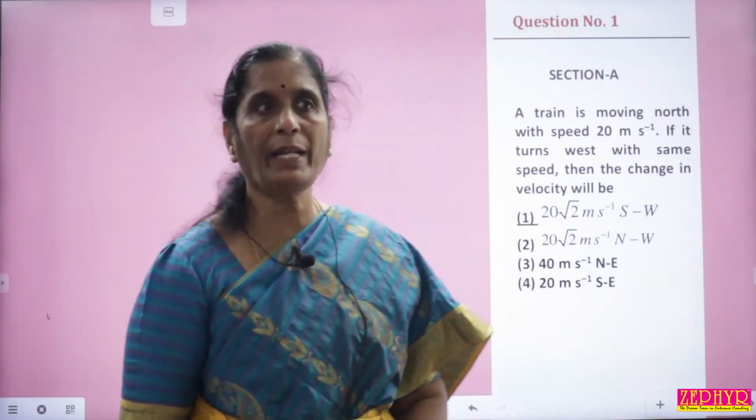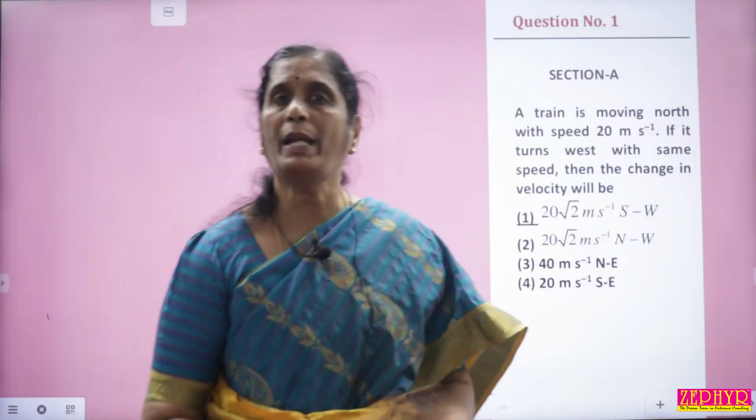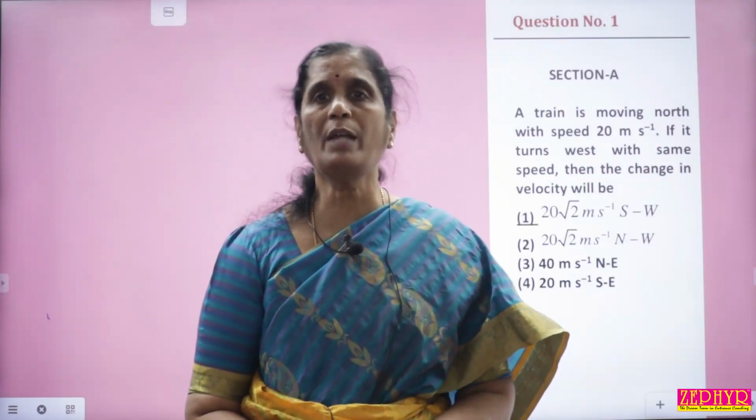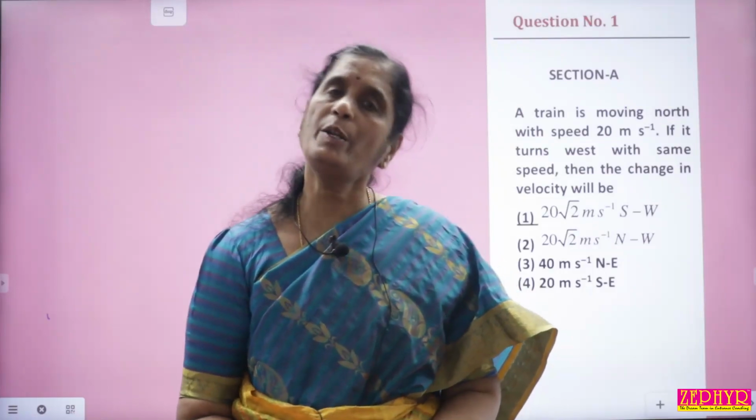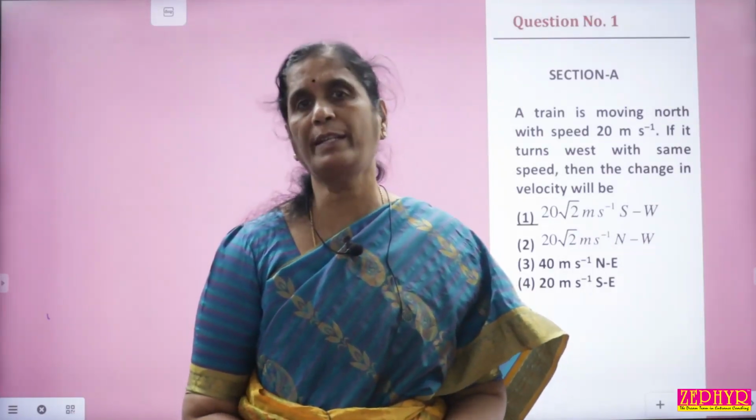So in A section we are having different varieties. So we are having multiple choice questions, assertion reason, and we'll have statement questions. Of course we are having match the following. But in B section we are having only numerical questions. So let us discuss one by one.